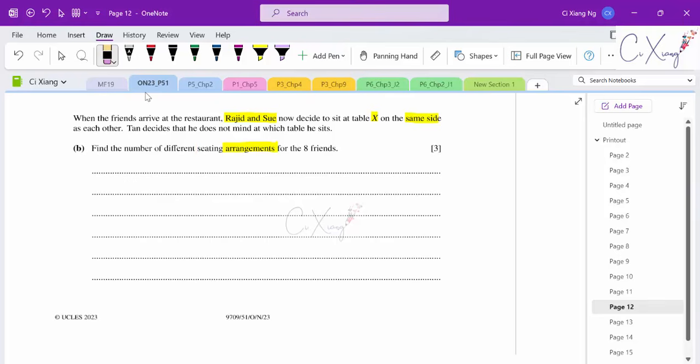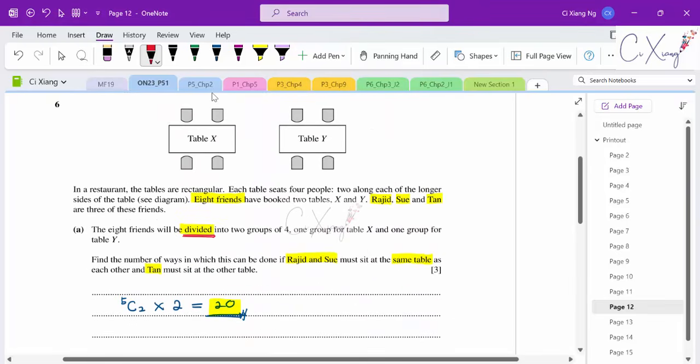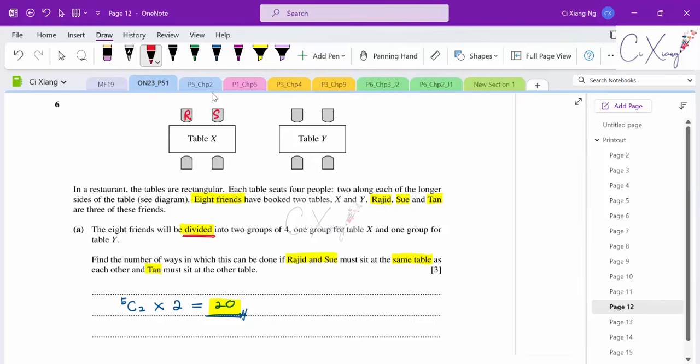So this tells you that for this particular question, it is a permutation question, which means that the sequence is important. Alright. So for the arrangement here, how should we arrange first? Usually we will start with arranging the restriction. Our restriction here is actually Rajit and Sue. They must be sitting at table X on the same side as each other. So either they sit like this or they sit like this. This is the first option for R and S, and this is the second option for R and S.